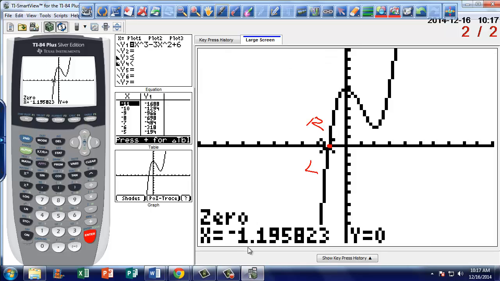If you notice, I'd like you to round to the nearest tenth. This graph crosses the x-axis at negative 1.2, 0. That's it. That's my x-intercept.